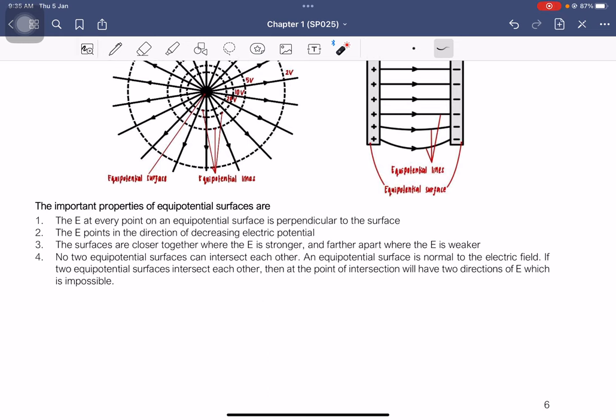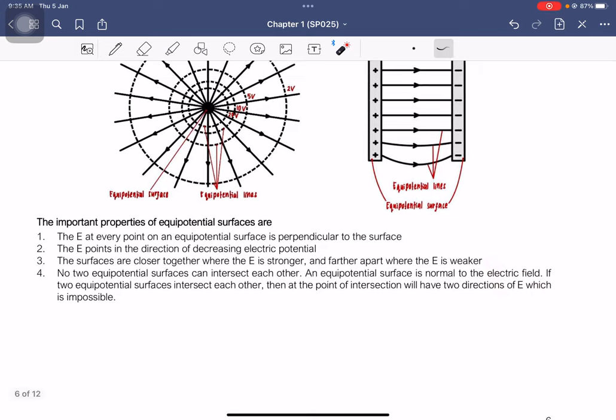So the surfaces are closer together where the electric field is stronger, and further apart where the electric field is weaker. No two equipotential surfaces can intersect each other. Kalau they intersect tu maksudnya at the point of intersection they have two directions of electric field, which does not make sense. Okay, so they cannot intersect with each other.